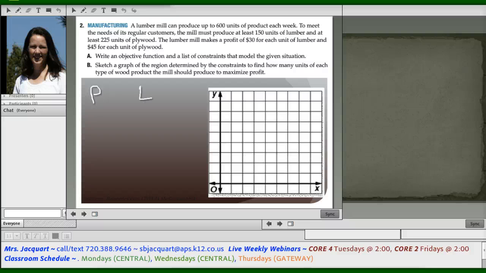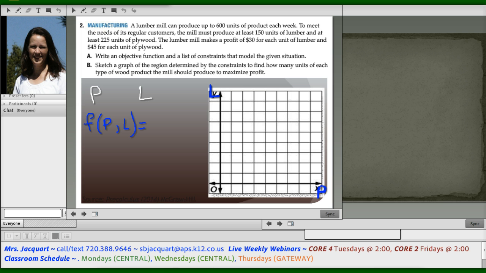So what I'm going to do is morph my x-axis into the P. Doesn't matter which one you use where, really. And this is going to be my L. Maybe we should have done alphabetical, but I didn't. So then I have F of P, comma L.